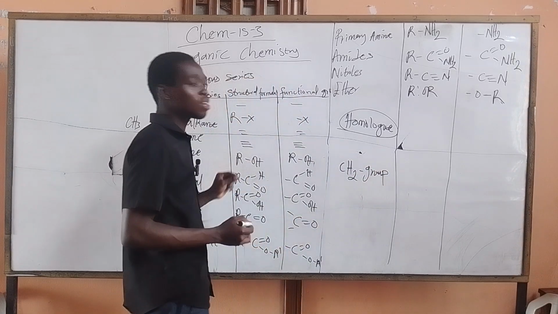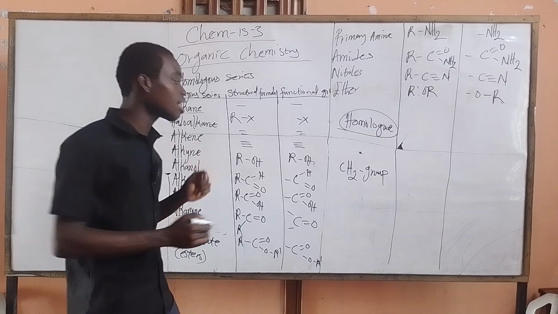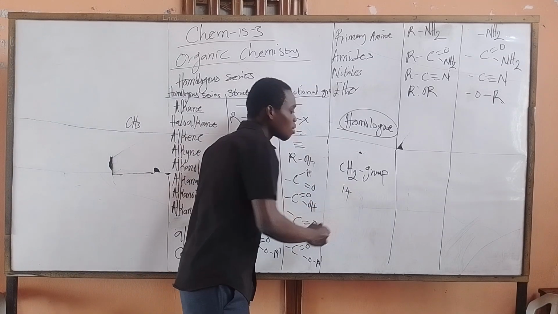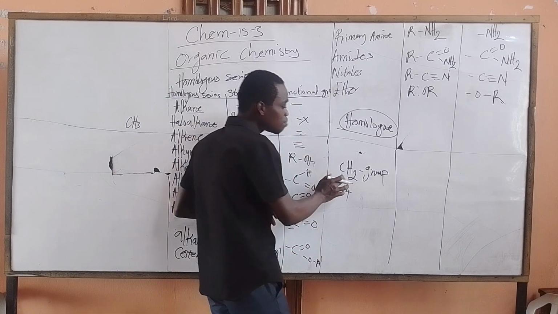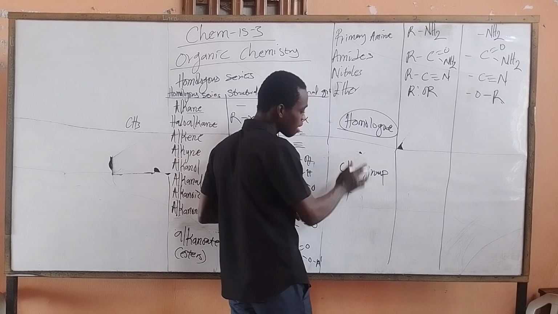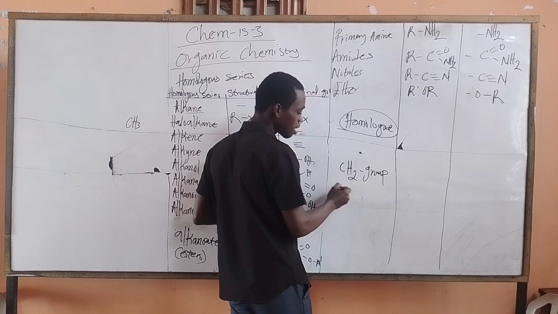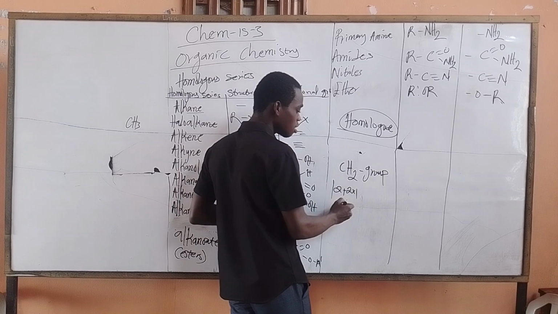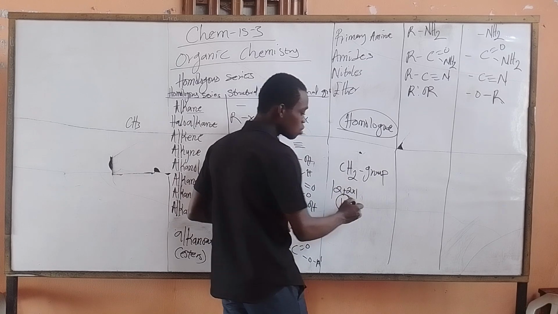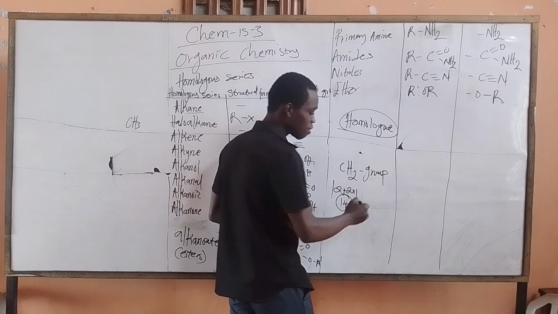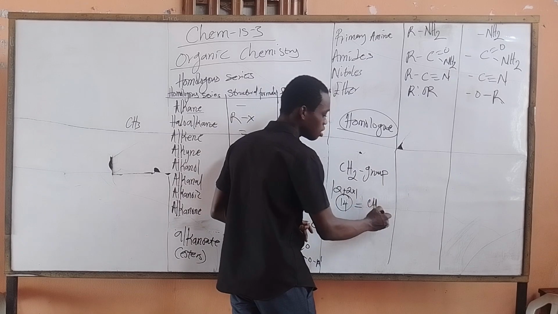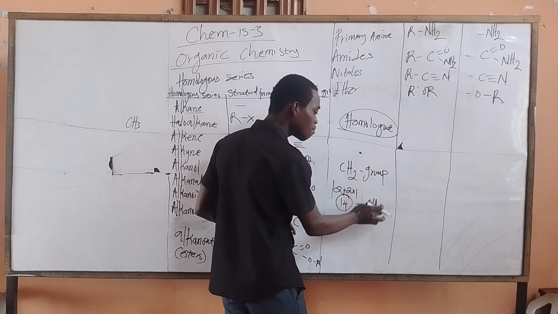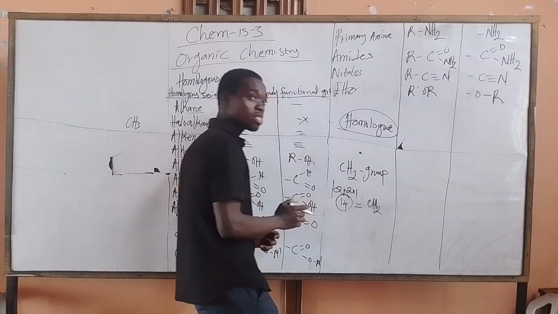And their relative molecular mass increases by 14. Now, let's explain. Carbon is 12, plus 2 times 1, since H is 1. So if you add this, it is 14. So each successive member differs in their molecular formula by a CH2 group, so their molecular mass will increase by 14.